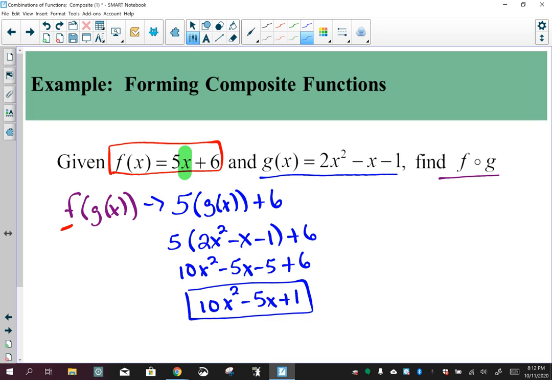Okay. So I would recommend, until you get comfortable with it, doing this so you can see everywhere that you're going to plug in the other focus piece, so that way you don't lose track. So let's do another one together.